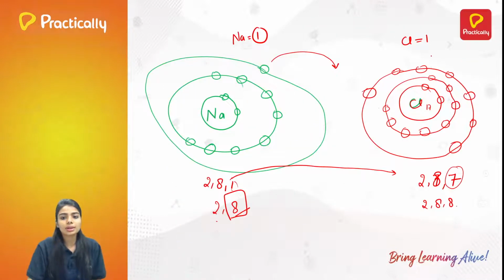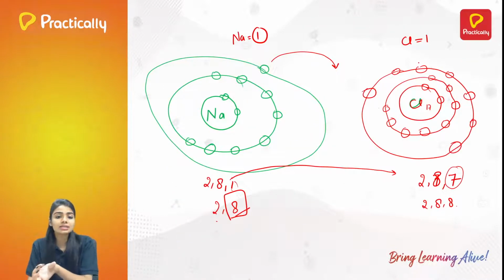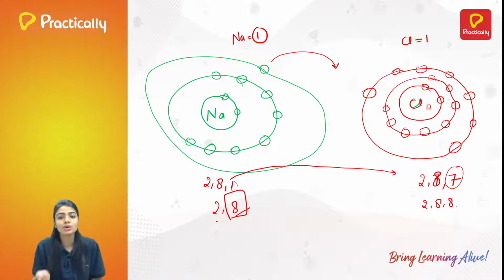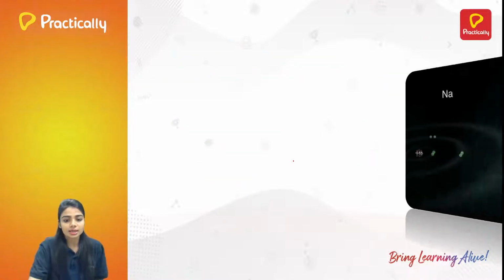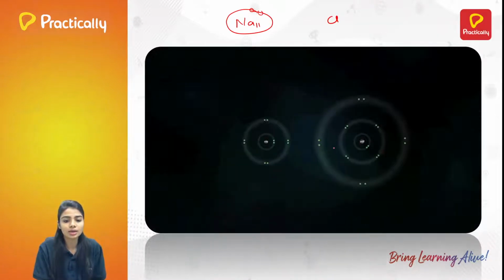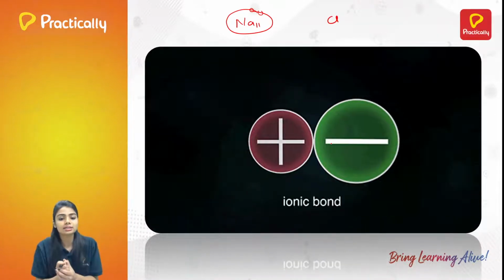Similarly for sodium and chlorine, the valency is 1 and 1, because sodium has one electron to donate so that it will become stable, and chlorine requires one electron to become stable. Okay, so this is NaCl. Here, sodium gave its one electron to chlorine and chlorine took this one electron.